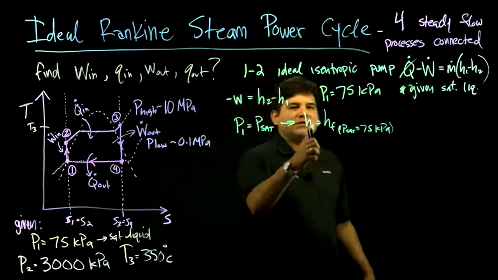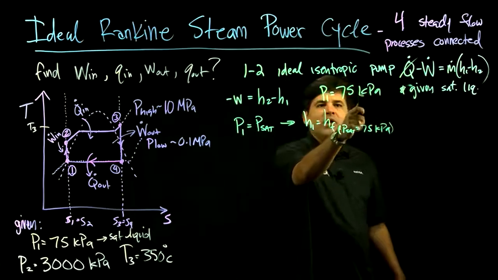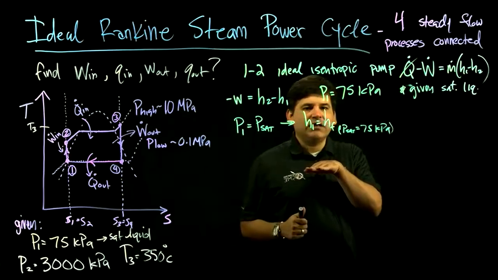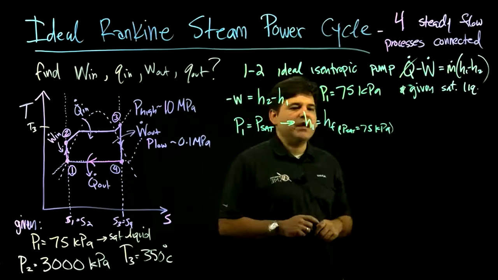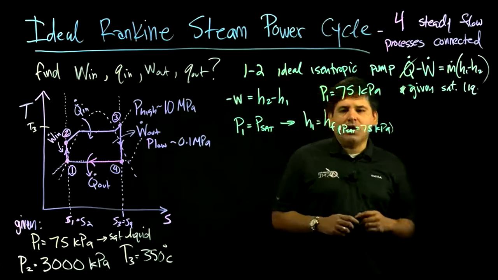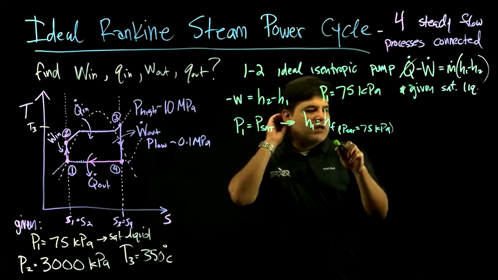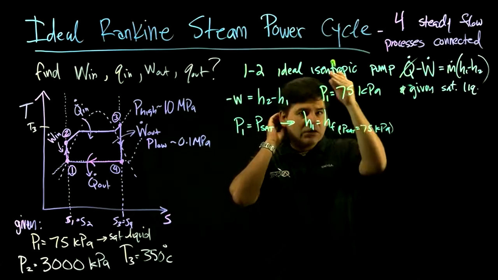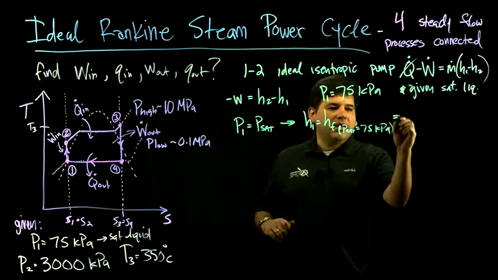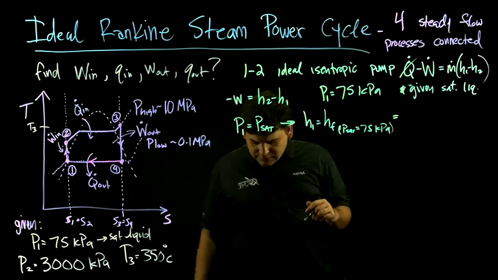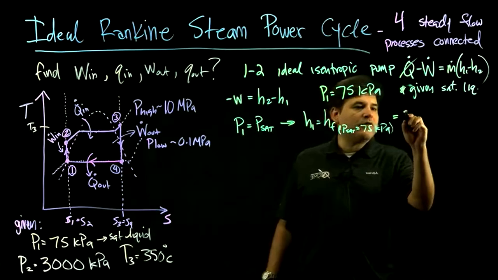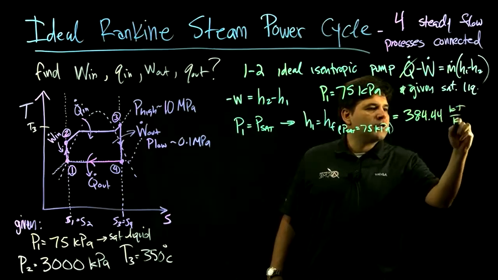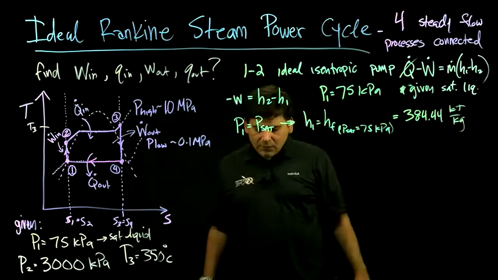We know that our state is saturated liquid. We know our pressure. That means we need to look for the saturated pressure value of 75 kPa. And then that row on the steam table will give us our properties, especially since we're on the sat liquid. That means we need to look at the Hf column, and that would give us 384.44 kilojoules per kilogram. Okay?